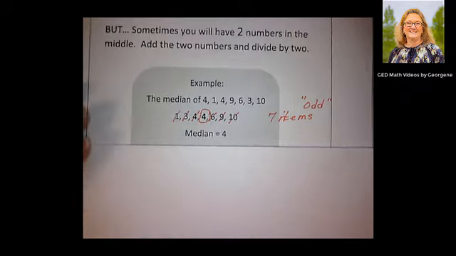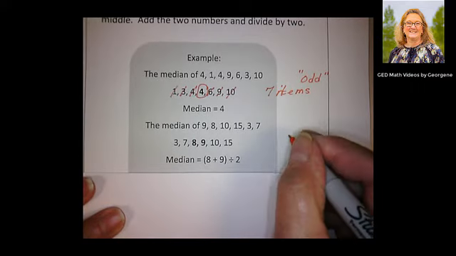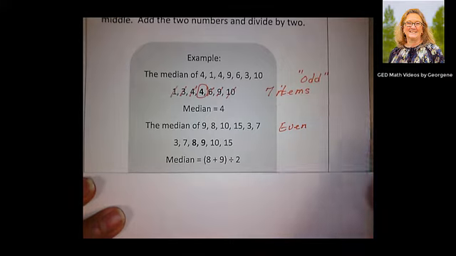Okay. Now, in our second example, you're going to see what happens when we have an even number of items. So, in our second example, we have an even number.